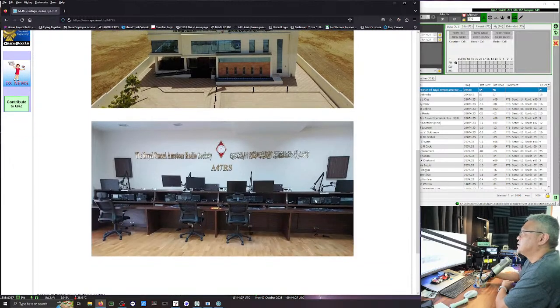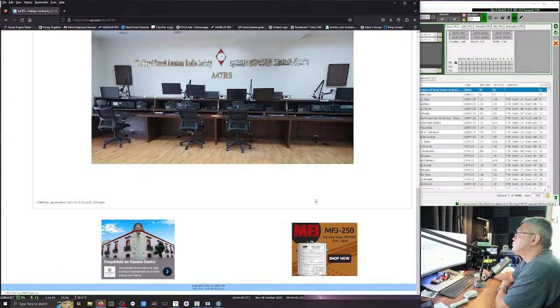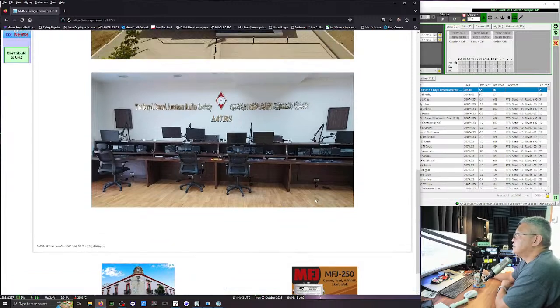Look at their workstation. Nice and clean and simple.